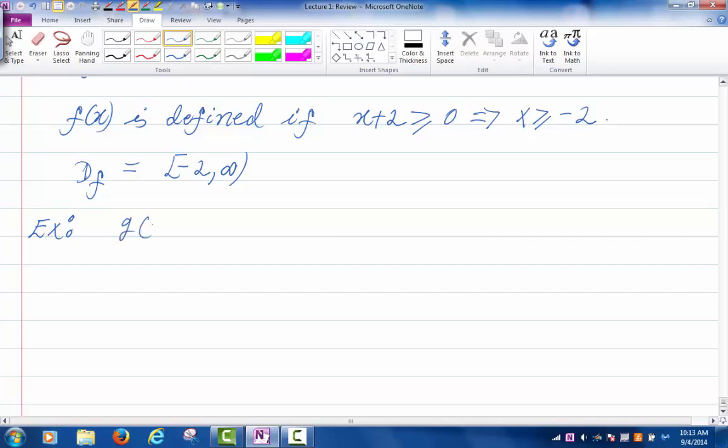Another example. Let's say I have the function g of x. It's given by 1 over x squared minus x minus 2. And again, the same question, what's the domain? So in this case, g of x is defined as long as the denominator doesn't vanish, right? So I have to find out the values of x for which the denominator is 0. And then from the domain, I simply exclude those, right? So what are the values of x for which the denominator vanishes? Well, all I have to do is solve this equation, and that would mean I can factor out that quantity as what?